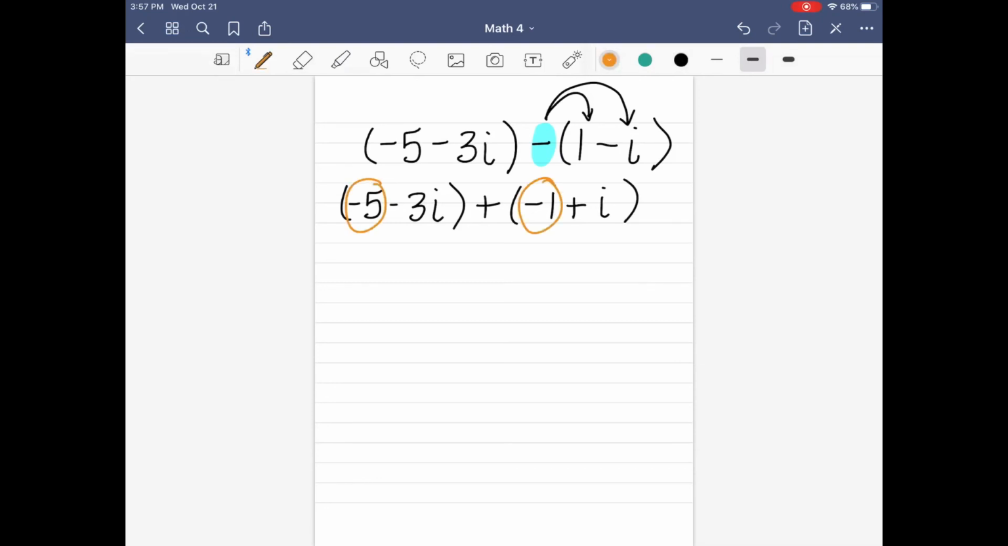So I have -5 and -1, that's going to produce -6 plus, and then I have -3i and positive i, so we have -2i. And again, I would just want to rewrite that so it would just say minus instead of plus and negative.